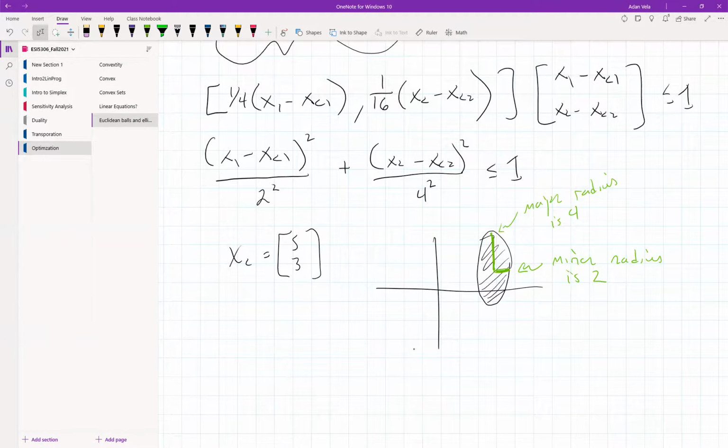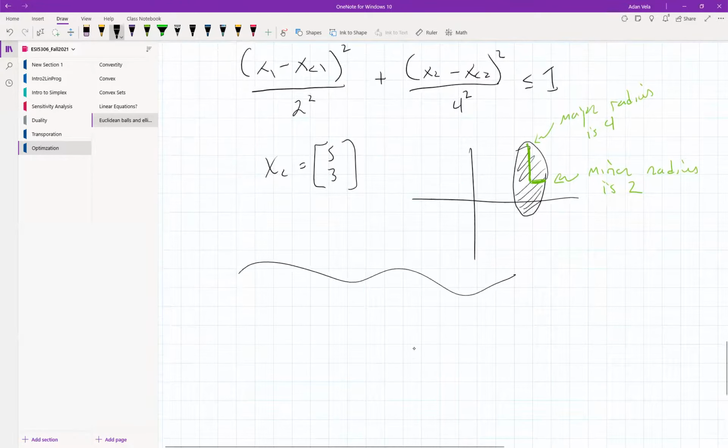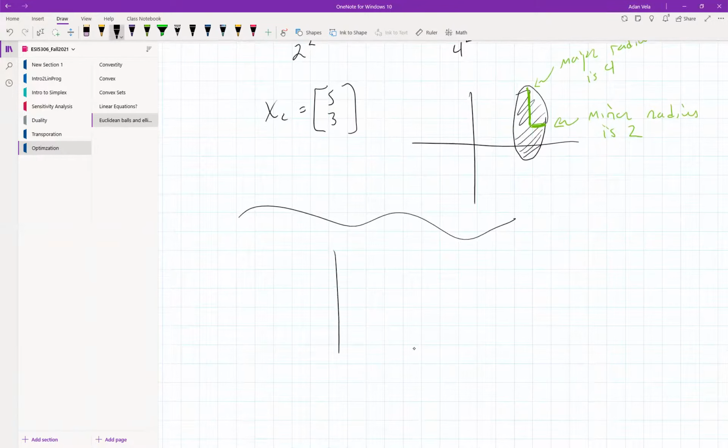Now, just like any ellipsoid, you could also have a diagonal ellipsoid, right? It's certainly possible to have an ellipsoid that's tilted on its side, and that works. And again, this would be a convex set, right? So I could pick any 2 points, and they would still remain within that ellipsoid.